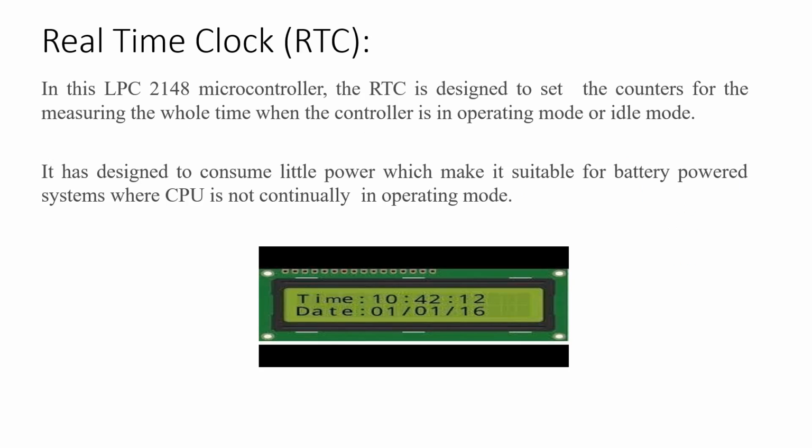Next one is the real-time clock. It is designed to set the counters for measuring the hold time when the controller is in operating mode or idle mode. It works with low power. Even a battery can be used to operate this real-time clock.